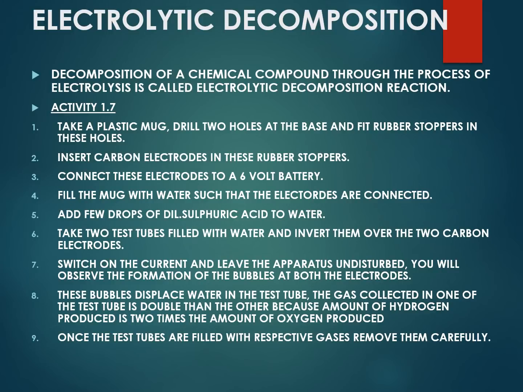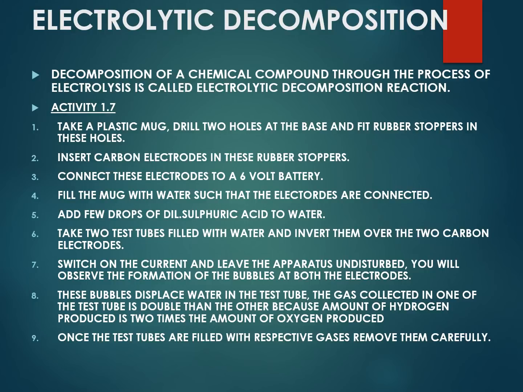Second type of decomposition is electrolytic decomposition. When decomposition takes place in the presence of electricity, then such a reaction is called electrolytic decomposition. Decomposition of a chemical compound through the process of electrolysis is called electrolytic decomposition reaction. There is an activity 1.7 in the NCERT book.